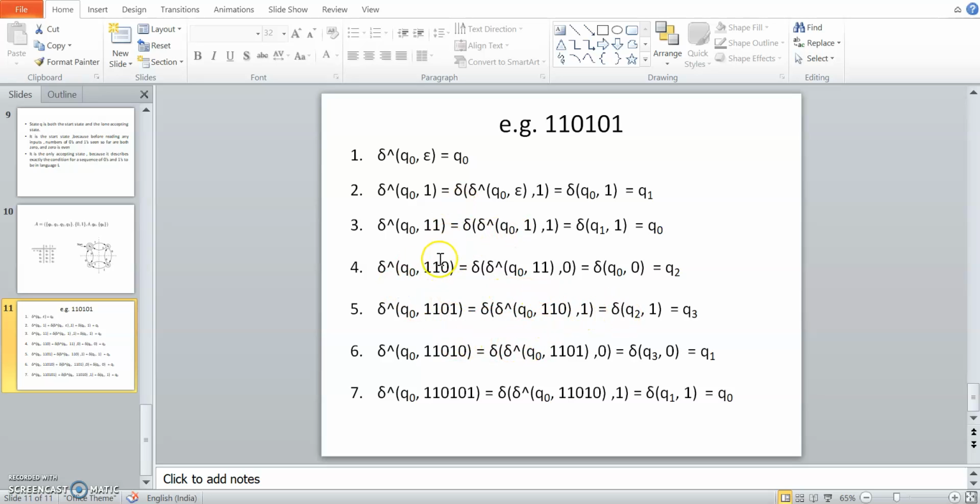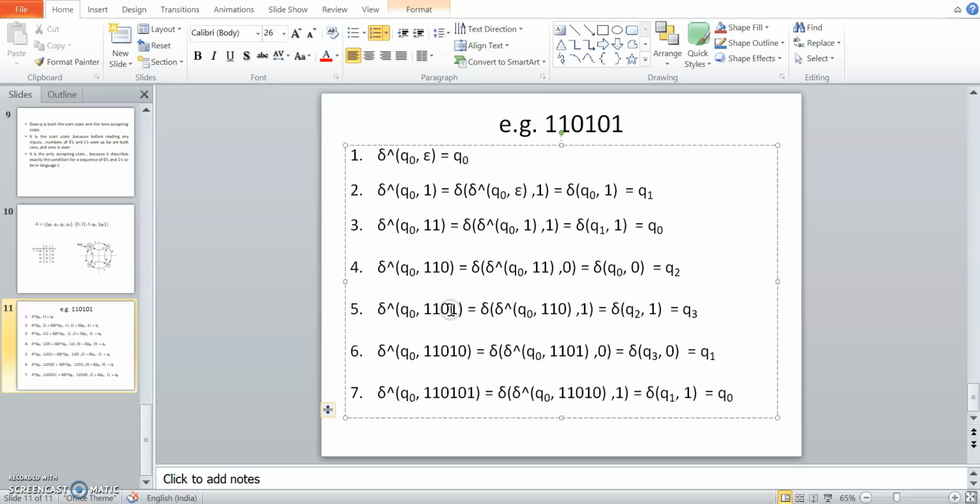So we will break the string. Here we break it in XA form. X is 1 only. Now in this case X will be 1 1 and A will be 0. In this example X will be 1 1 0. Here we return X. Till that point what was your transition state? For 1 1 0 you will get it from here. Q0 on 1 1 0, you are in the state Q2. We already calculated that. So Q2 on 1 will give me Q3.